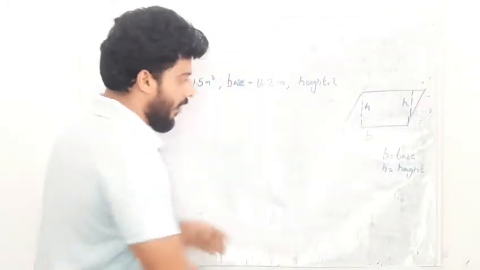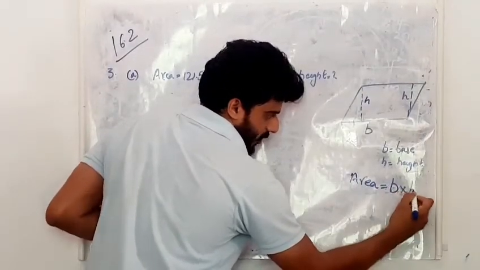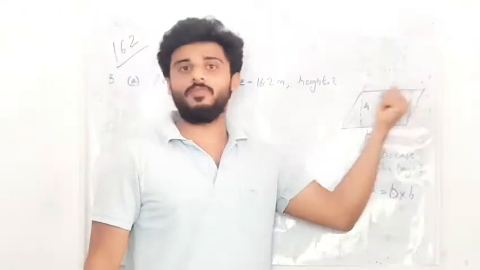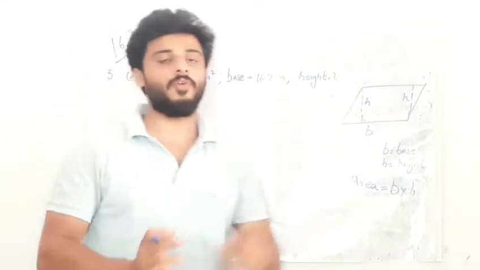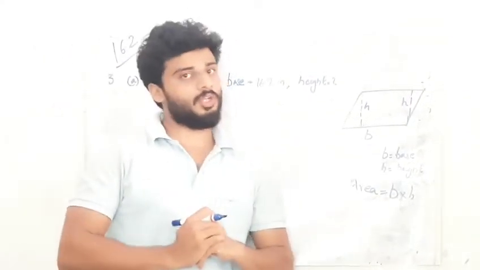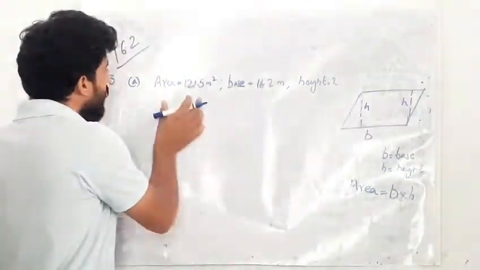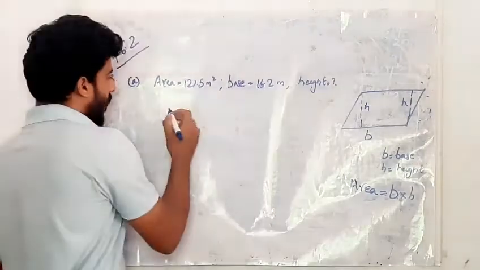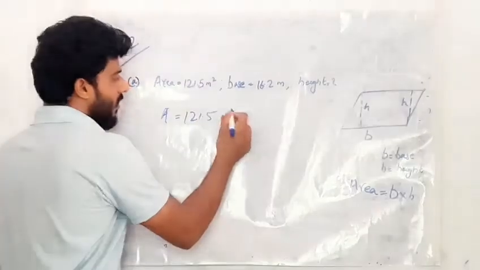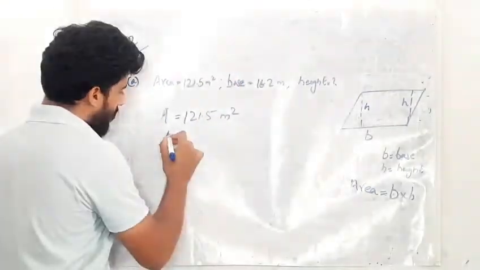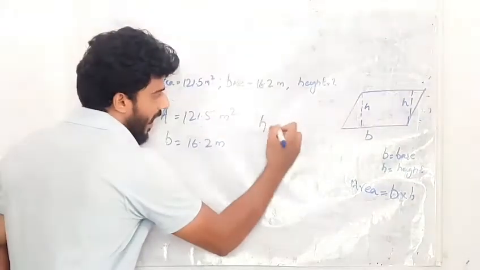So the area of a parallelogram is equal to B into H, which means base into height gives the area. These are the things we need to know before going into the problem. From the given question, the area is 121.5 meter square, the base B is 16.2 meter, and we need to find the height.